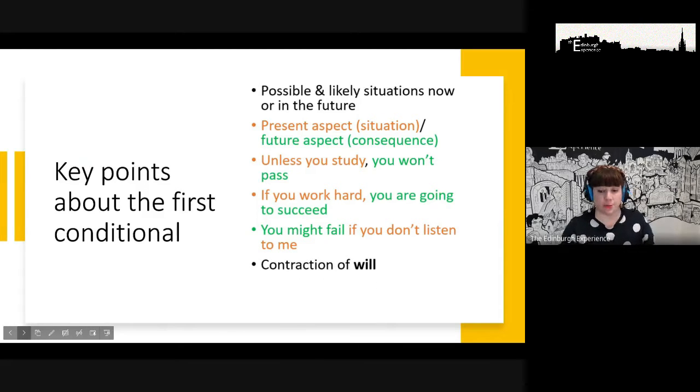Okay, in terms of pronunciation, if we're using will, we have to remember to contract it. So imagine this was positive instead of negative. I wouldn't say you will pass, I'd say you'll pass. So we're always thinking about making that contraction with will. And if we're using going to, we also have that contraction, that connected speech of gonna.